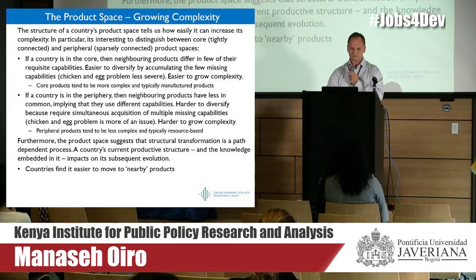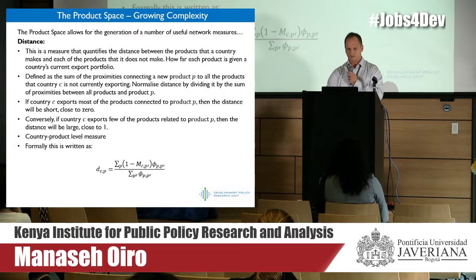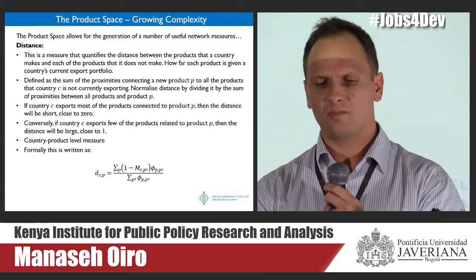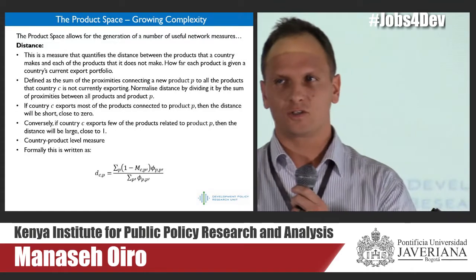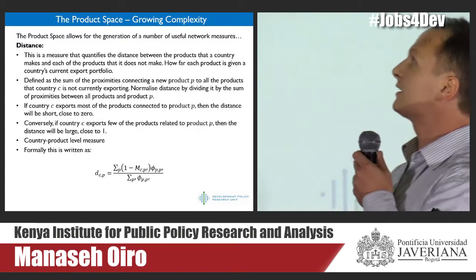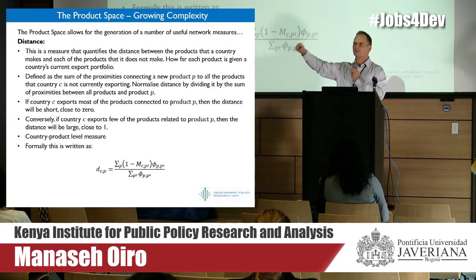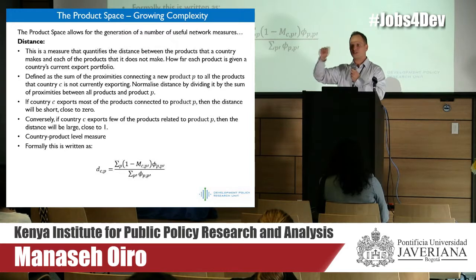So start building, moving to increasingly more complex products. This is quite important for the work that we're talking about. There are other measures that are useful for the complexity analytics, and one is the distance measure, which quantifies the distance between the products that a country makes, the products that a country has a revealed comparative advantage in, and the ones that it does not make. So for each product that a country doesn't make, there's a distance from that product to the average of all the other products that the country does make.